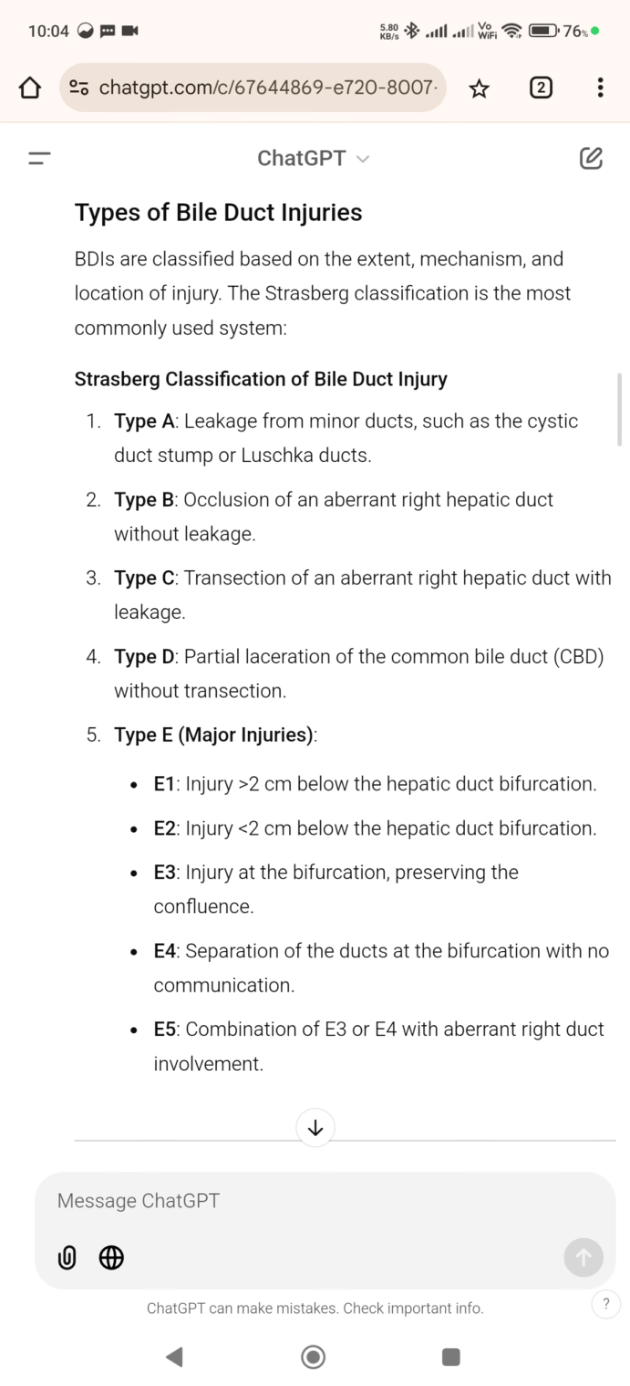E1, injury 2 centimeters below the hepatic duct bifurcation. E2, injury less than 2 centimeters below the hepatic duct bifurcation. E3, injury at the bifurcation, preserving the confluence. E4, separation of the ducts at the bifurcation with no communication. E5, combination of E3 or E4 with aberrant right duct involvement.